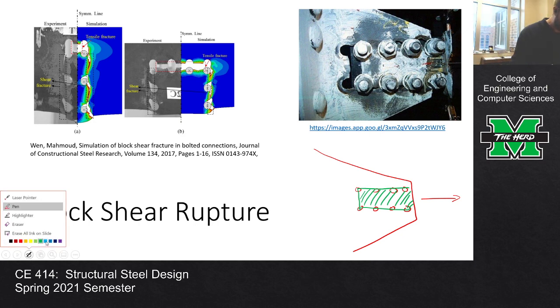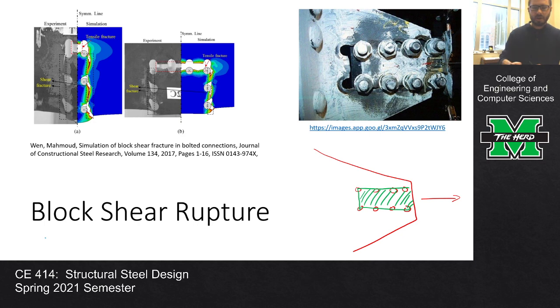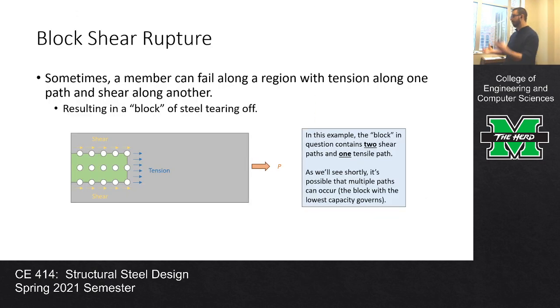If you look at the mechanics, the forces, what's happening is you're yanking on it like this, so just think about it from a statics perspective. This plane right here is experiencing tension, so it's just being yanked on. But this plane here is experiencing shear. It's being sheared on, that steel is sliding against one another. So you have a combination of a tensile failure and a shear failure that causes a block to be ripped out of the connection. That's why we call it block shear rupture.